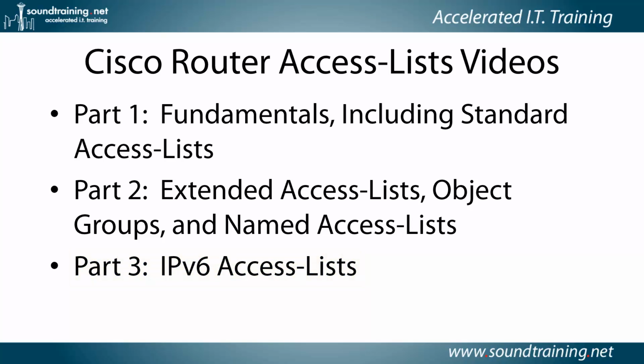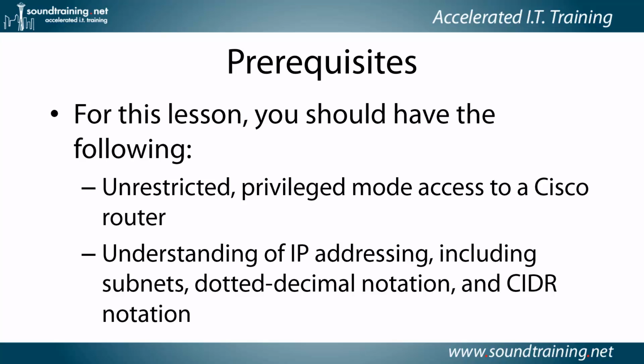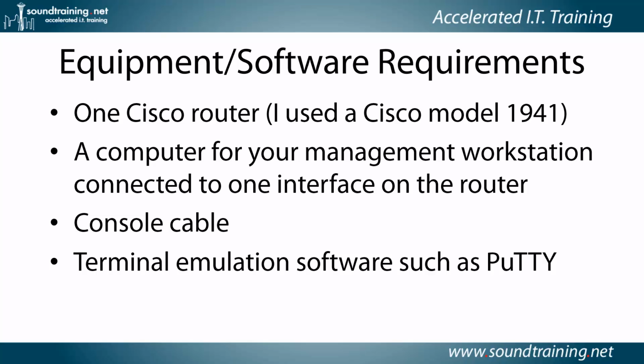So, as I said, this is part one. And here are the prerequisites for this lesson. You'll need unrestricted privilege mode access to a Cisco router. And very important that you have an understanding of IP addressing, including subnets, dotted decimal notation, and CIDR notation before you get into this. If you're not comfortable with that, then watch our video on IP addressing and get comfortable with it, and then come back to this video. Equipment and software requirements: one Cisco router. The one I'm using is a Cisco Model 1941. You'll also need a computer for your management workstation connected to one interface on the router, a console cable, and terminal emulation software such as PuTTY, which is the one I'm using. You could also use TeraTerm, SecureCRT, or even HyperTerminal if you'd prefer.